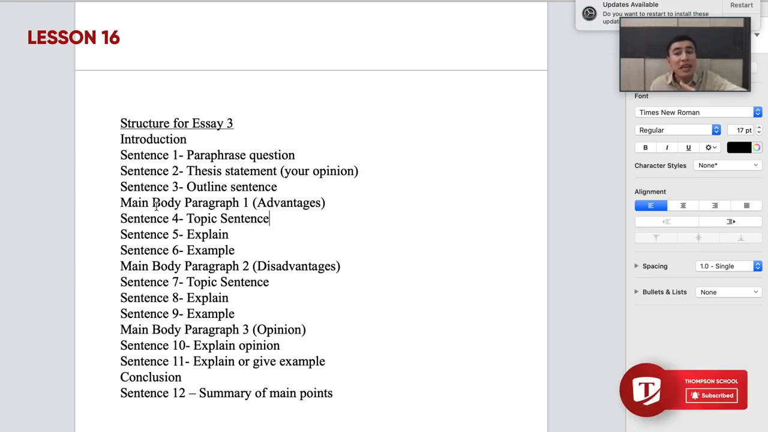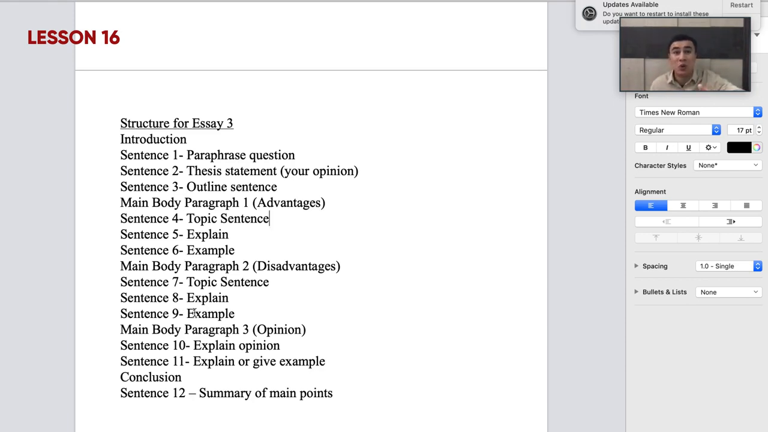And in your main body, paragraph number 1, you will discuss advantages of a certain action or event. So you will simply start with a topic sentence, then explain it, and then exemplify. And in the next paragraph, you are going to discuss the disadvantages, okay, topic sentence, then explanation, and proper example.